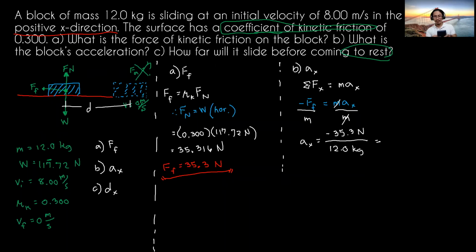And that will give us 35.3 divided by 12.0. And that will give us 2.941 and so on meters per second squared. But we need how many significant figures? We only need 2 significant figures. Don't forget the number of significant figures. So acceleration is equal to negative 2.9 meters per second squared. So lagyan ko ng negative.